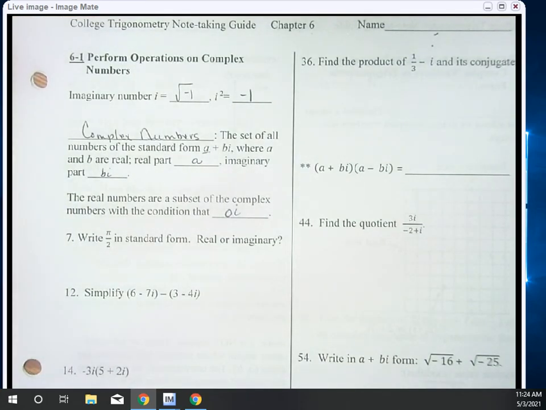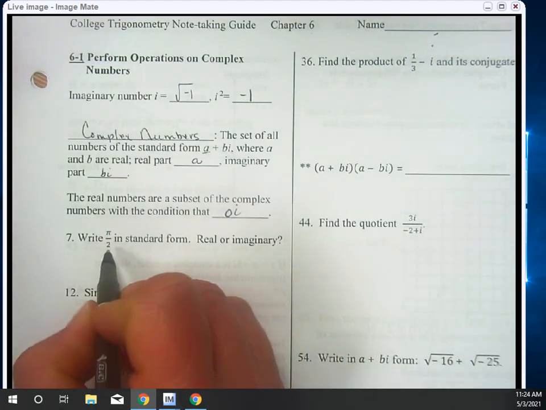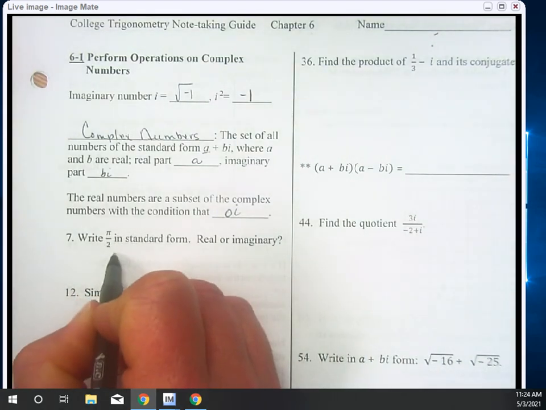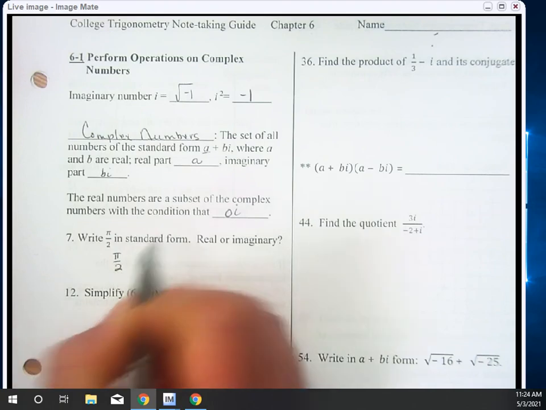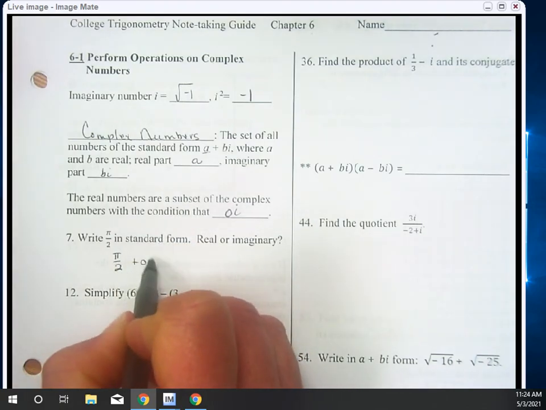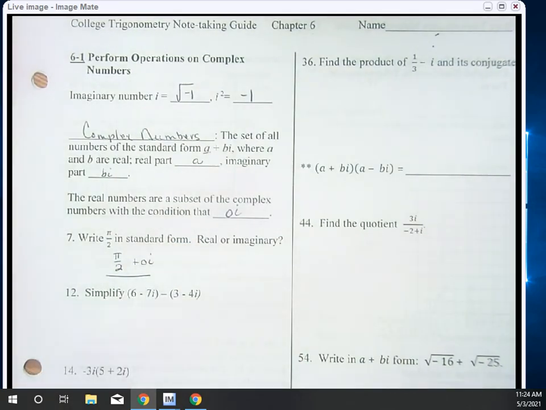Write pi over 2 in standard form. It's real. And then real or imaginary? Definitely real. It's irrational, but irrational numbers are still real. And pi over 2, by the way, is standard form for a complex number. You have to add the imaginary number part.